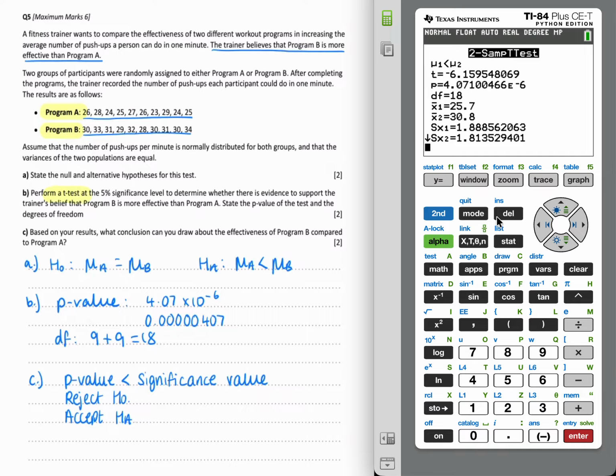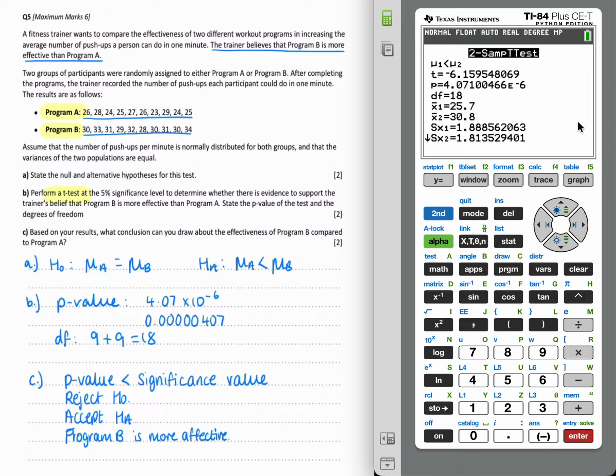So always mention the null, whether you reject or accept, and then if you need to, you can mention the alternate hypothesis as well. And therefore, we should have a sentence there. We are in the applications course. Program B, so program B is more effective than program A.